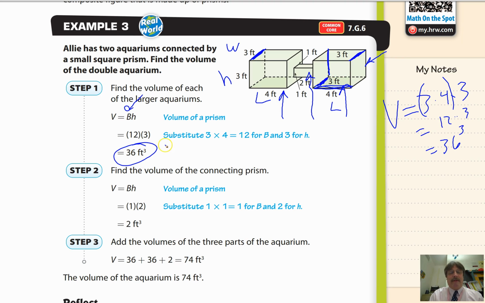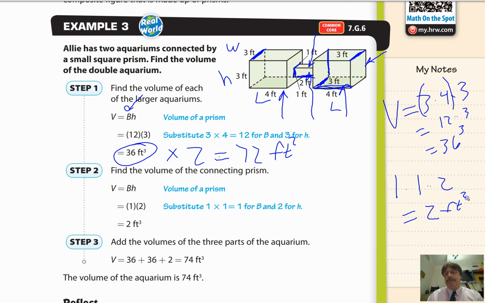And if I multiply it by 2, because I have 2 rectangular prisms, then I get 72 cubic feet for those 2. And then you have to do the same thing for this one. They're telling you there's 1 foot here, this one is 1 foot here, and this length right here is 2 feet. So I have 1 times 1 times 2, so 1 times 1 is 1, times 2 is 2, so that equals 2 cubic feet. You add those together, they put them down here, and you have 74 cubic feet for this composite figure.